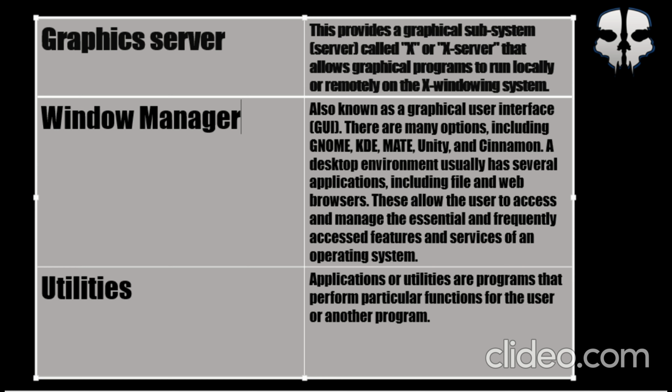The next component is the Window Manager, also known as a Graphical User Interface, GUI. There are many options, including GNOME, KDE, Mate, Unity, and Cinnamon. A desktop environment usually has several applications, including file and web browsers. These allow the user to access and manage the essential and frequently accessed features and services of an operating system.